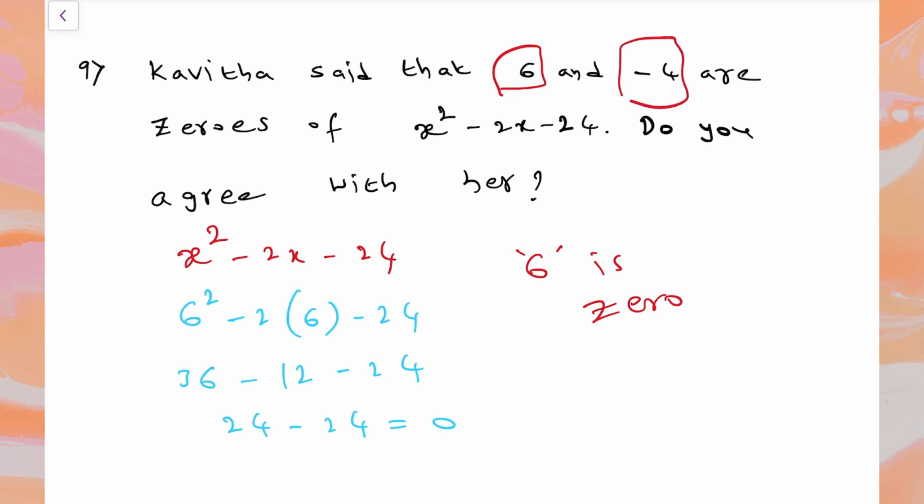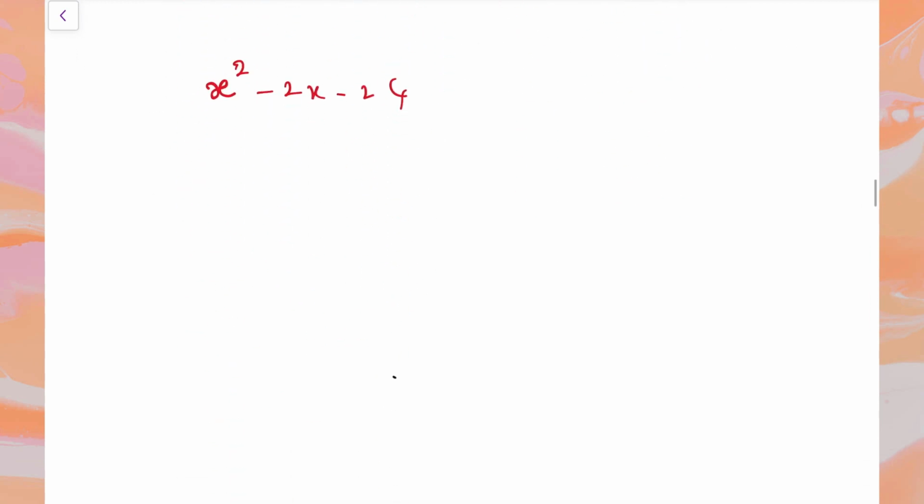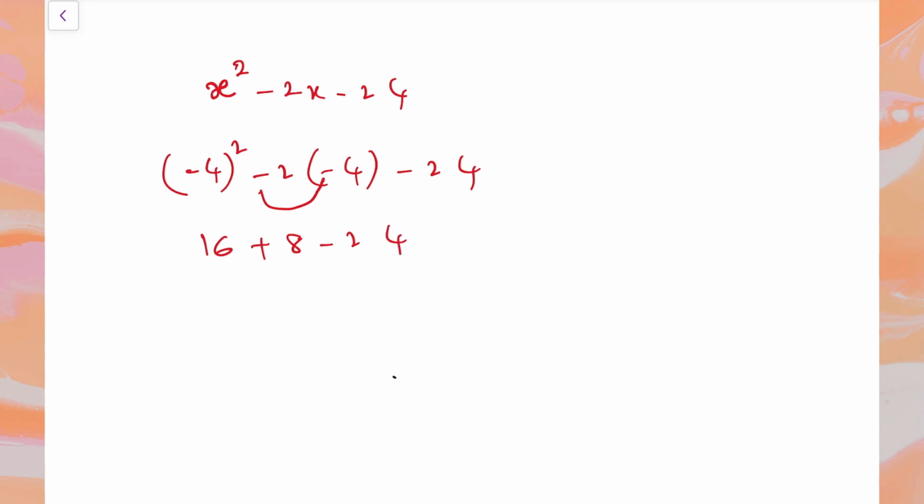Now let us substitute minus 4 in the same polynomial x square minus 2x minus 24. Minus 4 whole square minus 2 into minus 4 minus 24. Minus 4 square is 16, minus 2 into minus 4, minus into minus is plus, 2 fours are 8, minus 24 as it is. 16 plus 8 is 24, minus 24 is 0. So here also we got the answer 0. So we can say that minus 4 is a zero of the given polynomial x square minus 2x minus 24.